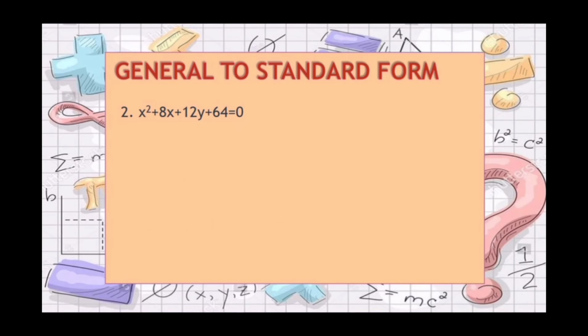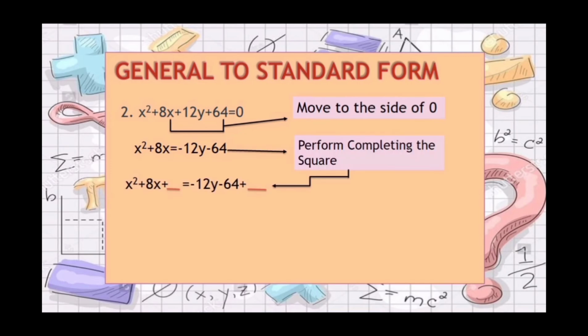So now let us move on to example number 2. We have x squared plus 8x plus 12y plus 64 equals 0. Let us move the positive 12y plus 64 to the side of 0, and that will be x squared plus 8x equals negative 12y minus 64. Like example number 1, we have to perform completing the square. So that will be x squared plus 8x plus blank equals negative 12y minus 64 plus blank.